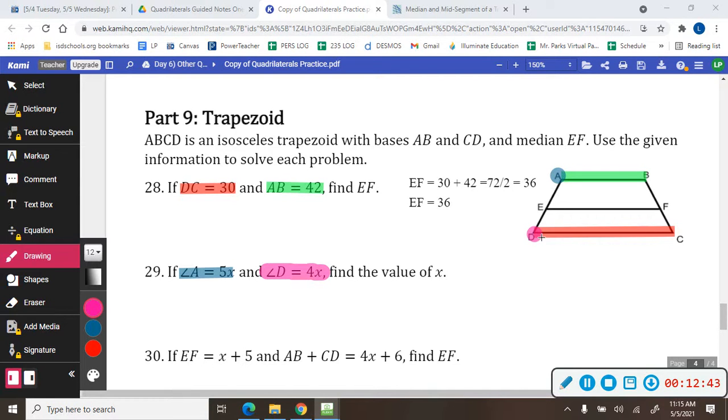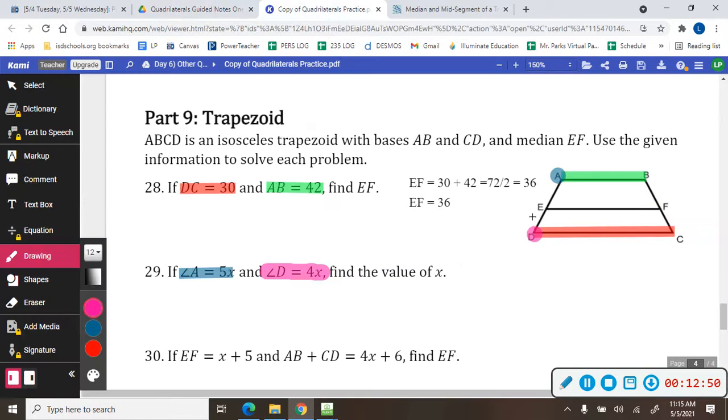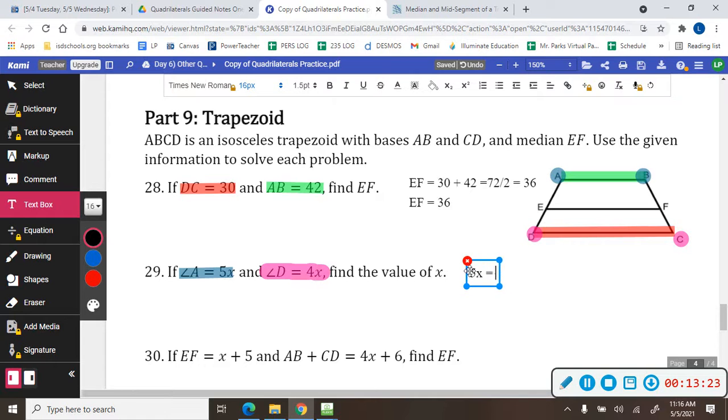Alright, so if this is 4x and it's an isosceles trapezoid, we know that this angle equals this angle. So I know that D equals C. I also know that A equals B. And so I can set these equal, because opposite angles are congruent. So I could say that 5x equals 4x. Subtract 4x from both sides, and I get x, well, that'd be 1 equals x.